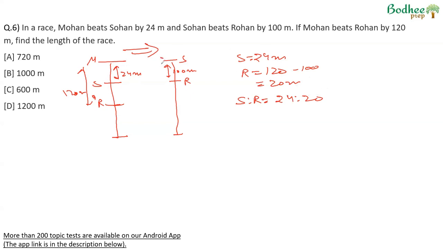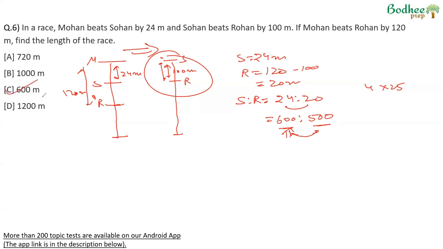When Sohan finishes the race, the difference between Sohan and Rohan is 100 meters. Here the difference is 4. To make 4 into 100, I have to multiply by 25. So 24 and 20 should be multiplied by 25. We will get 24 into 25 is 600, 20 into 25 is 500. So when Sohan runs 600 meters, Rohan is 100 meters behind, that is 500 meters, and that is the end of the race. So Sohan has run 600 meters and that will be the length of the race.